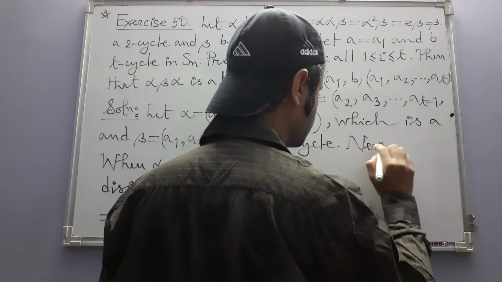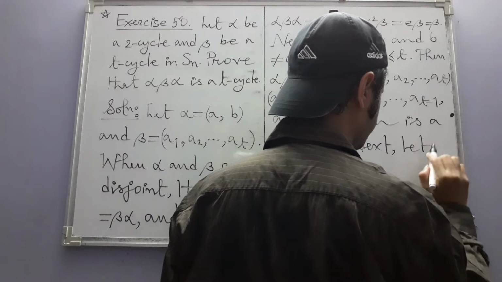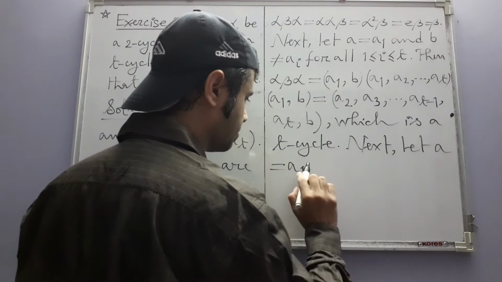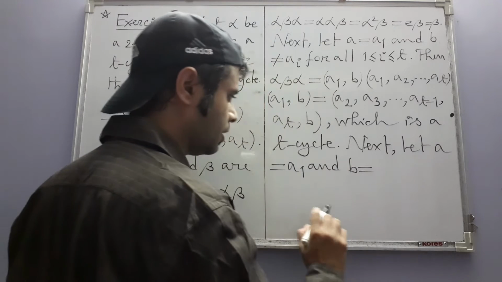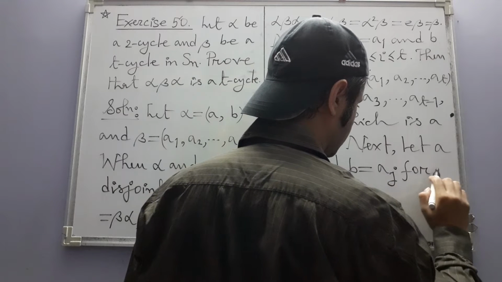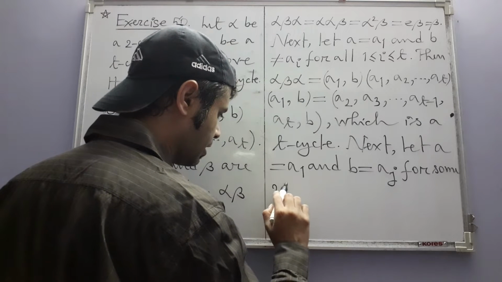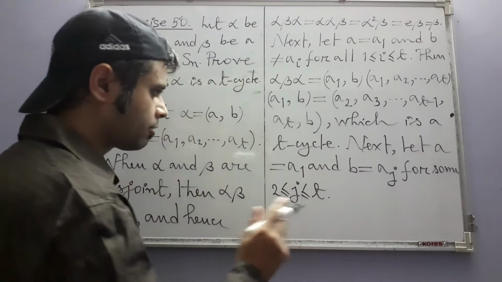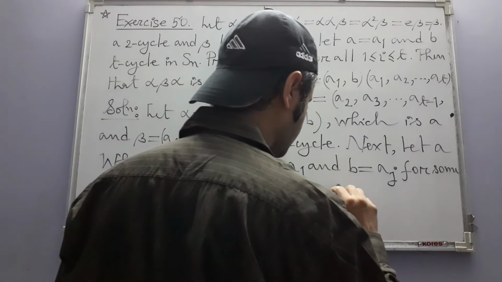So the next case we write like this: next let, like before, like the second case, let A be equal to A1 and B this time is equal to say AJ for some J lying between 2 and T. We cannot take J equal to 1 because it has already been taken.